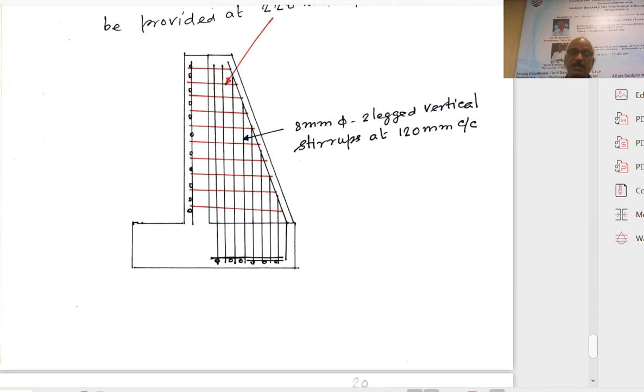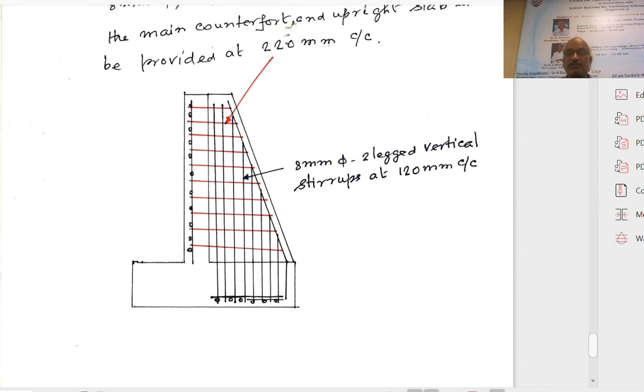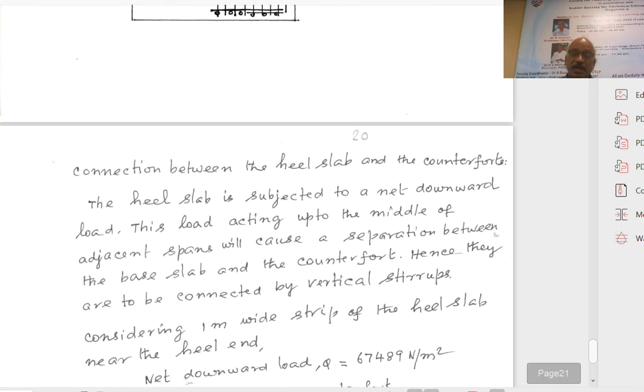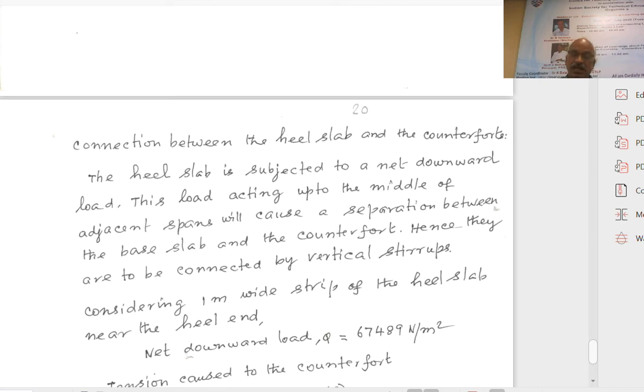So you can see the figure. This shows the connection of main. Of course here we have shown the vertical reinforcement also. Now you concentrate only on the main reinforcement of the upright slab, main reinforcement of the main counterfort and connecting horizontal stirrups. Vertical stirrups are yet to be designed. So this is one connection. Another connection is the connection between the heel slab and the counterfort. That is, these are the vertical stirrups.